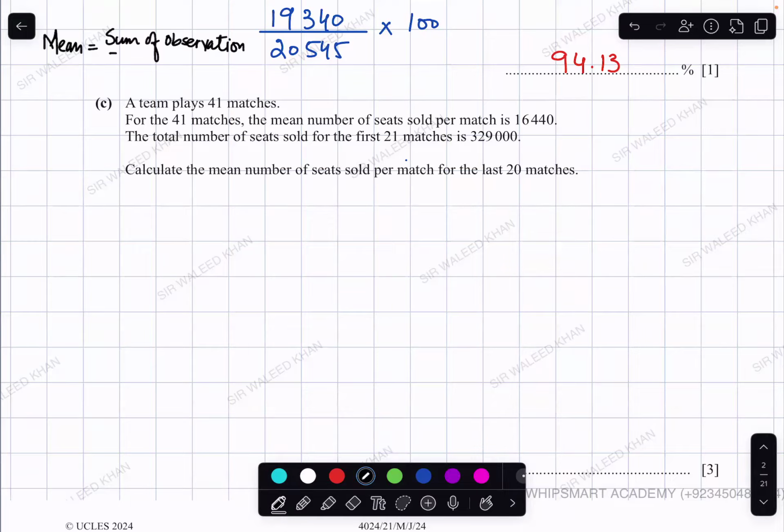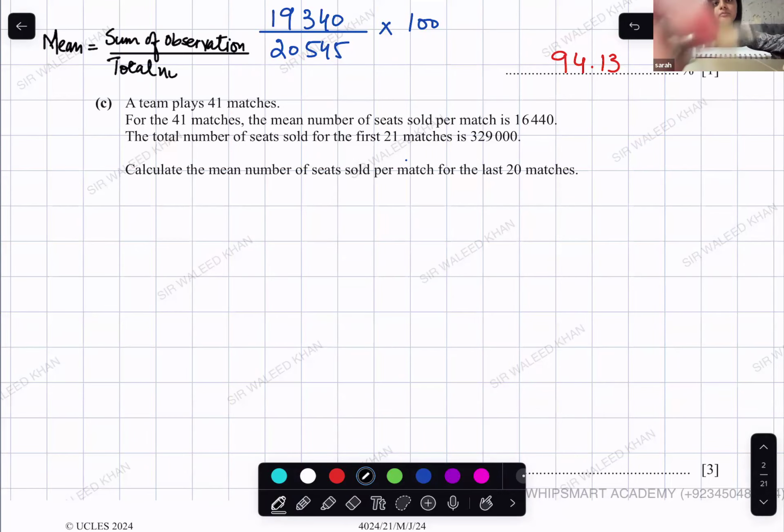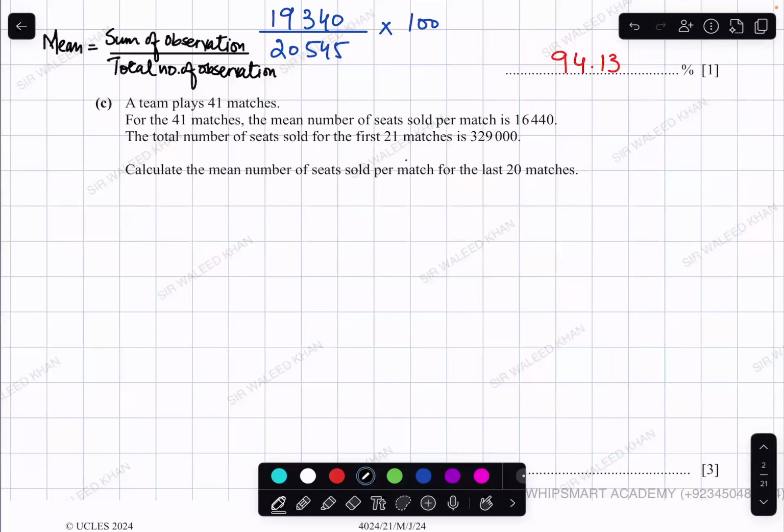Yes. Done reading? Yes, sir. Tell me, how can we do this? Have you any idea? Yes, no, anything? Mm, okay, tell me. This is the formula of mean, right? Focus, Sarah.